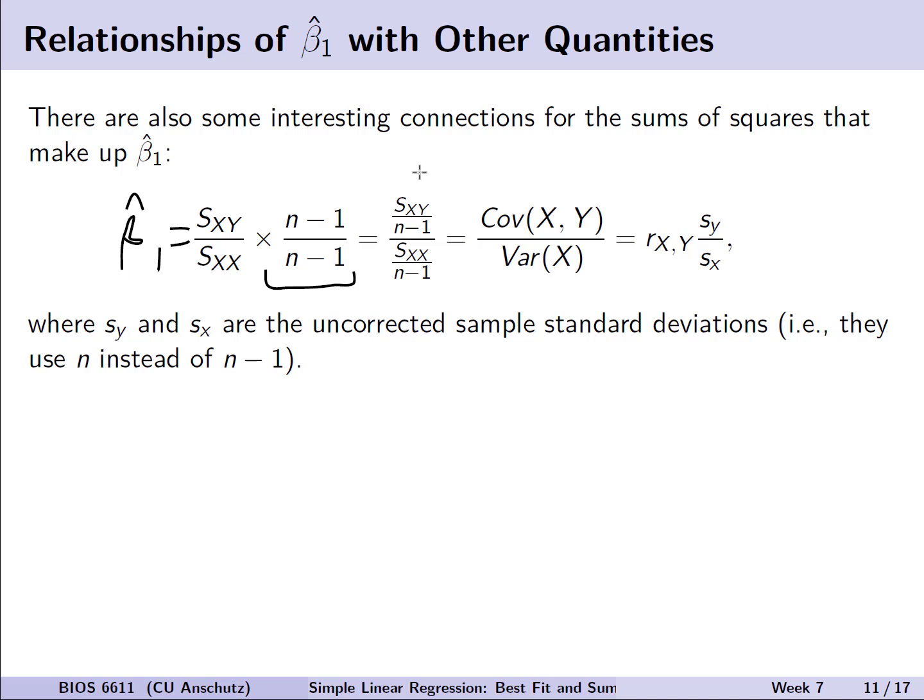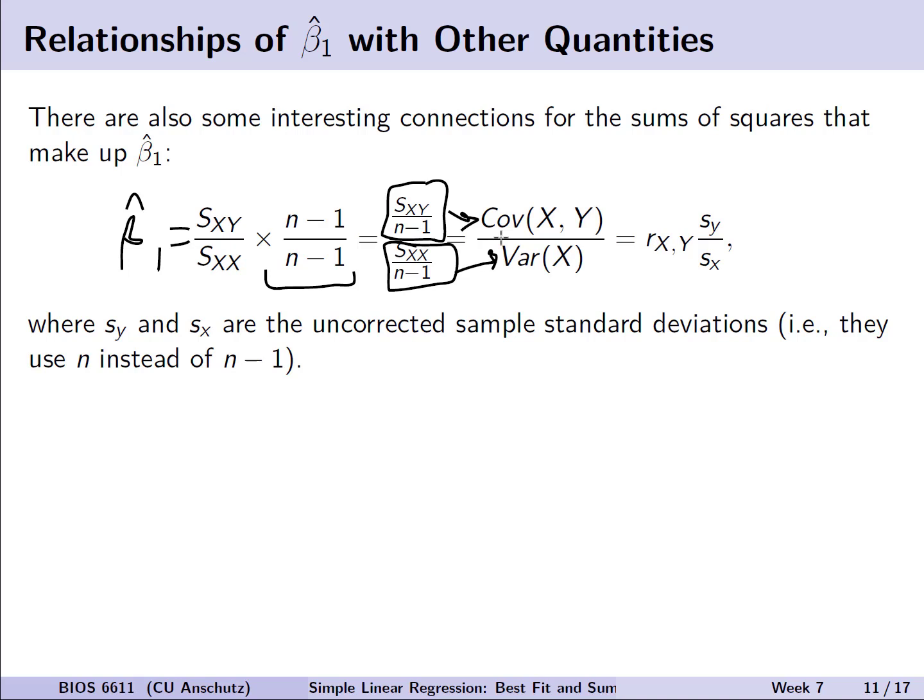Instead, what we're going to do is treat these as two separate formulas. Here we have s sub xy divided by n minus 1 and s sub xx divided by n minus 1. The reason we do this is that we then see we actually have the covariance and the variance for our quantities of interest, the covariance between x and y and the variance of our parameter x.